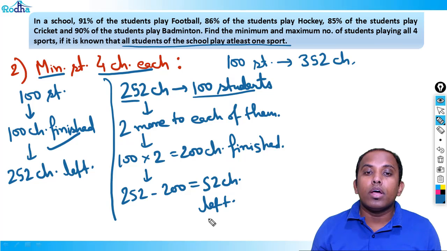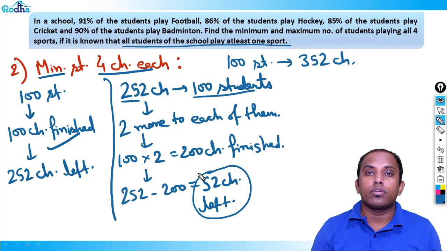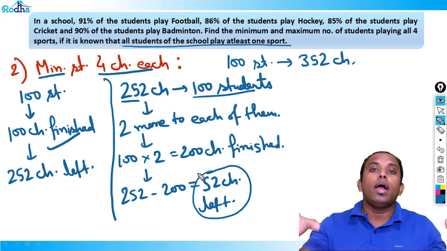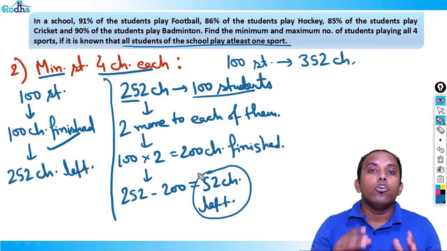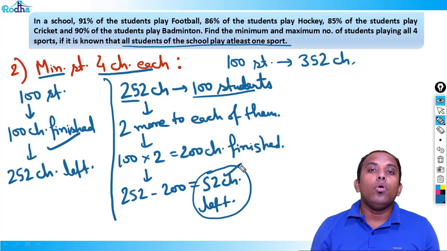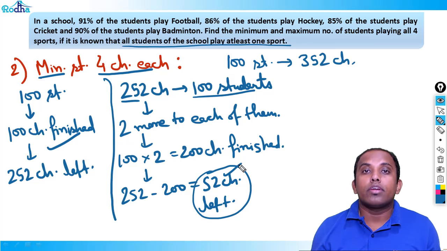So I'm left with 52 chocolates, right? To all the 100 people, I've given 3 chocolates each, so 300 chocolates finished, and I'm left with only 52 chocolates. Now I have to finish off my chocolates, so what should I do? Maximum one can get is 4 chocolates each. So I have to give 1 chocolate each to how many people?